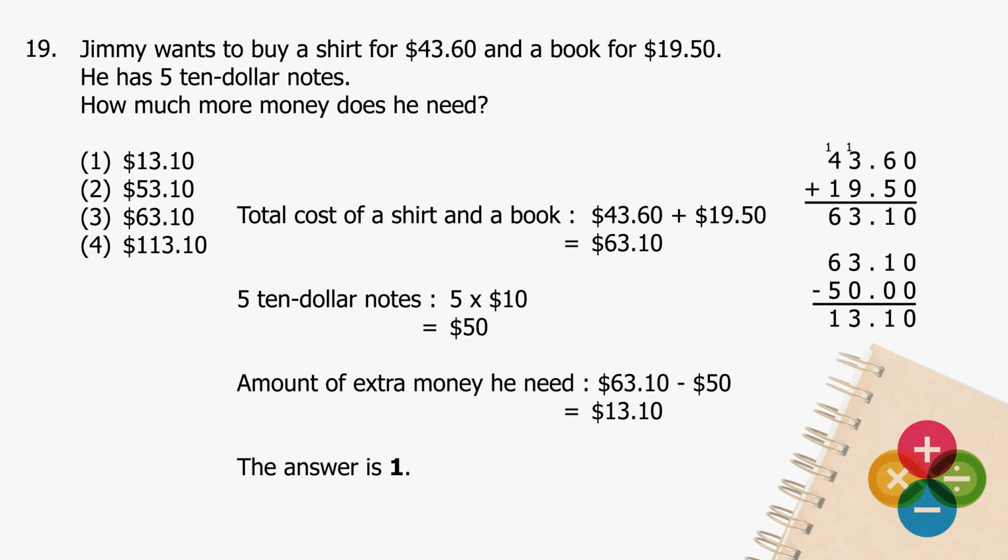The total cost of a shirt and a book will be add $43.60 to $19.50, and the sum is $63.10. Amount of 5 $10 notes will be multiply 5 by $10, and the product is $50. The amount of extra money he needs will be subtract $50 from $63.10, and the difference is $13.10. The answer is 1.